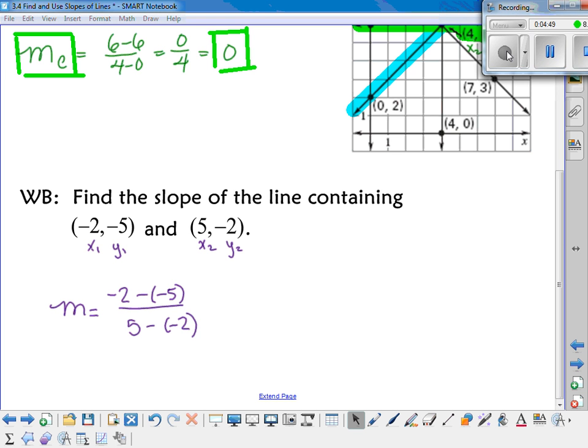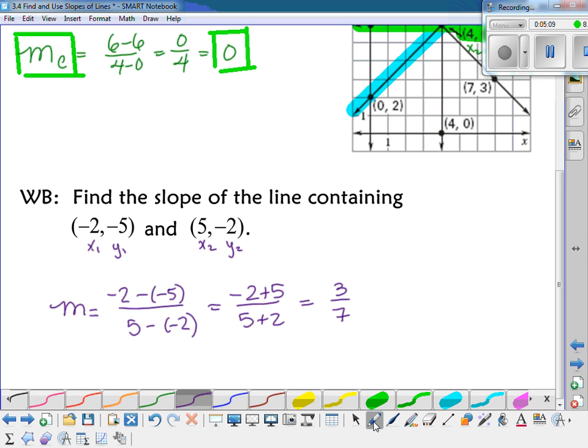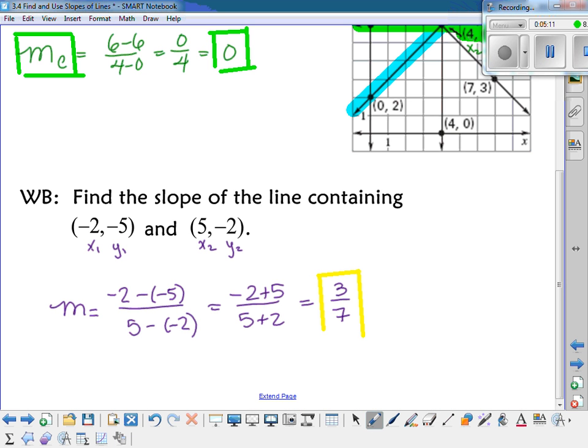Okay, so when you plug it into the formula, you should get -2 minus -5 over 5 minus -2. And so when you subtract a negative, it becomes positive, so negative 2 plus 5 over 5 plus 2, and you end up with 3 over 7. Be sure and be careful with your negatives when you're doing these problems.